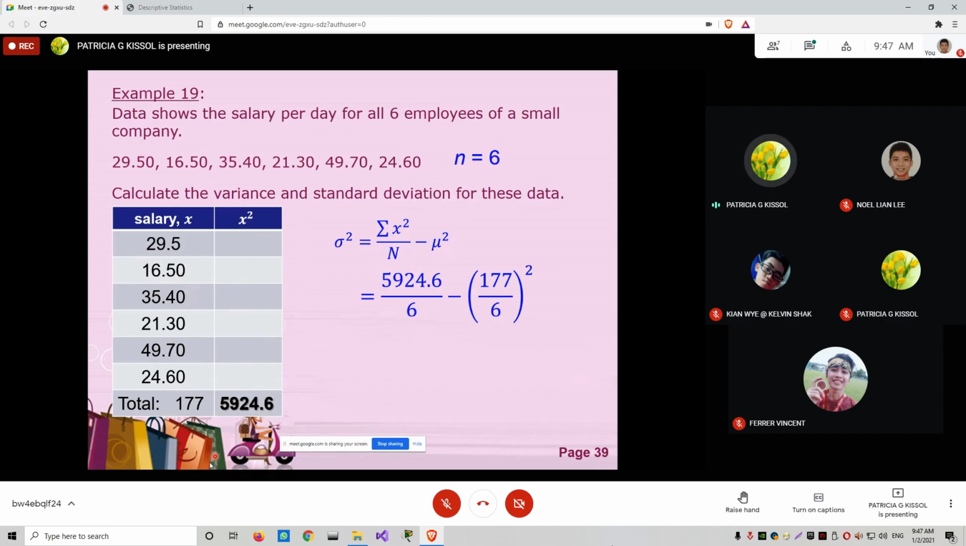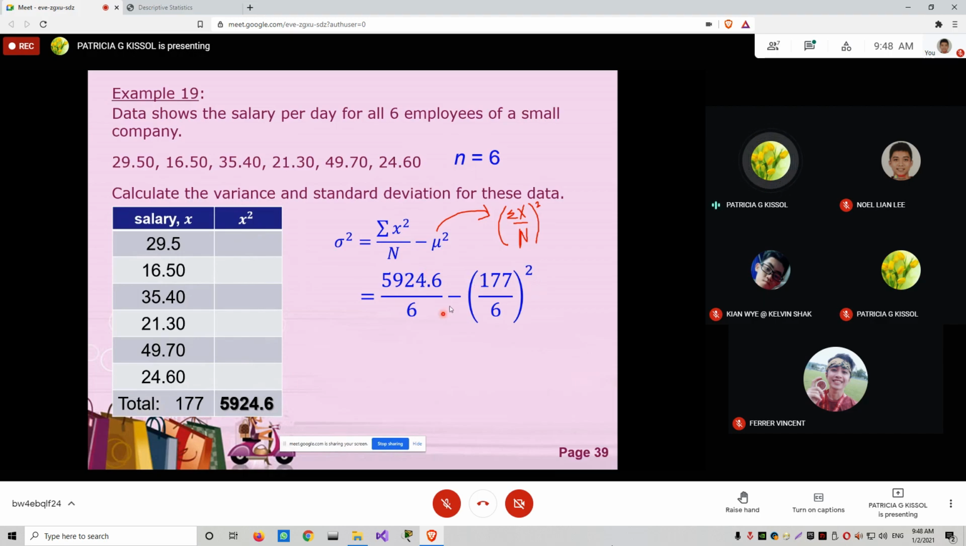So this is the formula for ungrouped data. Just to highlight that this value is equivalent to summation x over n. So everything, you squared it. Same meaning. So it's basically 177, because total all the x divided by 6. And we get this to the power 2. And we get this value.